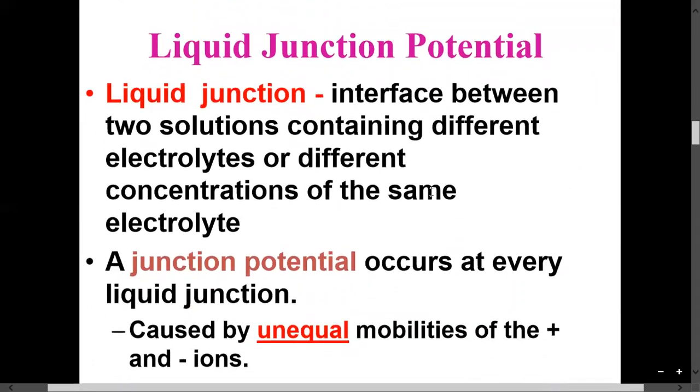Now, a liquid junction potential. A liquid junction potential is an interface between two solutions containing a different electrolyte or a different concentration of the same electrolyte. A junction potential occurs at every liquid junction. The cause is the unequal mobility of the positive and negative ions.